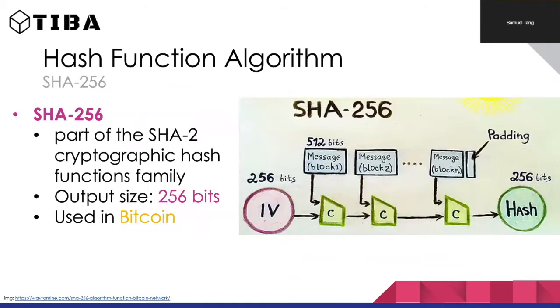So an algorithm used for hash function is called SHA-256. It's part of the bigger family called SHA-2. The 256 means its output size is 256 bits. And this is the algorithm that's used in Bitcoin, along with some others, to do a hash function.